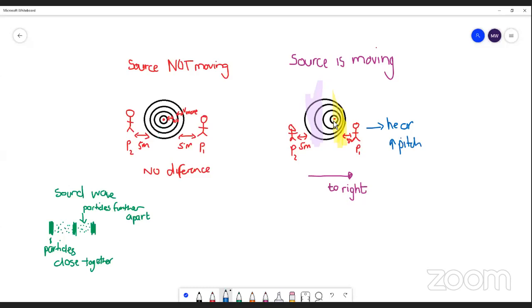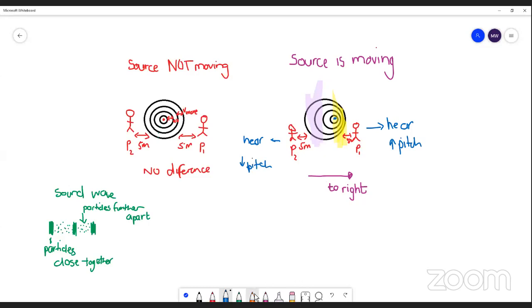Because as this source is moving towards her, these waves are bunching up. They're coming closer together. So she hears it a lot louder than this person at the back who hears a lower pitch, because his sounds are further apart.